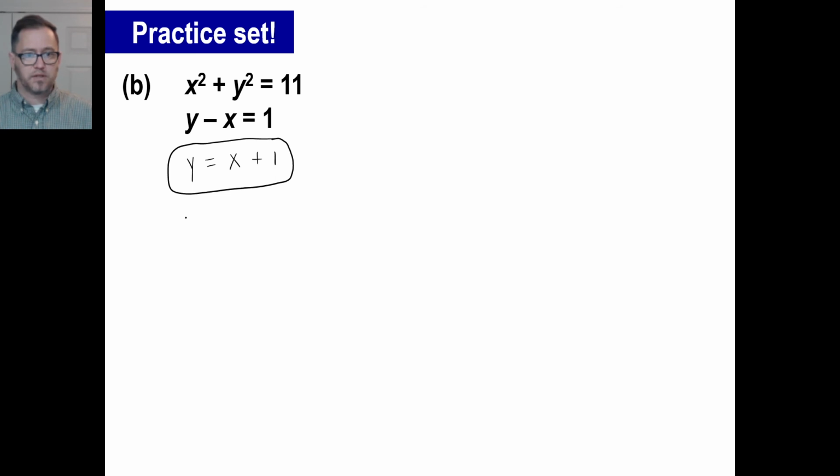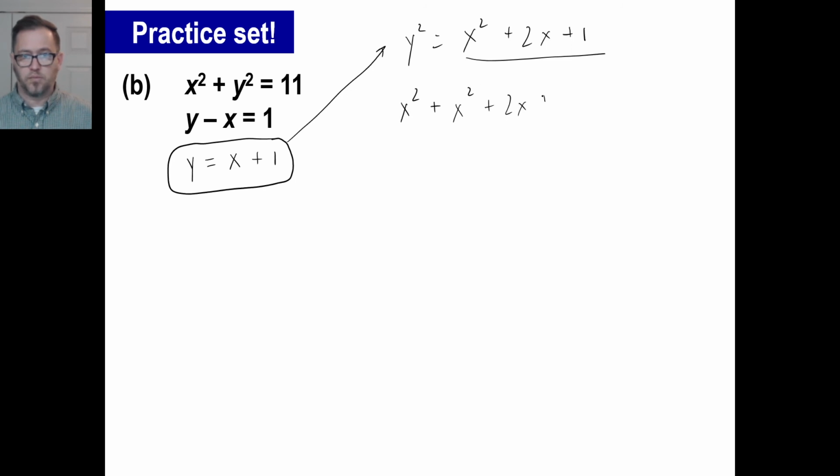If y is equal to x plus 1, that means that y squared is equal to x squared plus 2x plus 1 if we go ahead and multiply it all out. That is what I'm going to put right here. So let's rewrite the equation: x squared plus x squared plus 2x plus 1 equals 11.